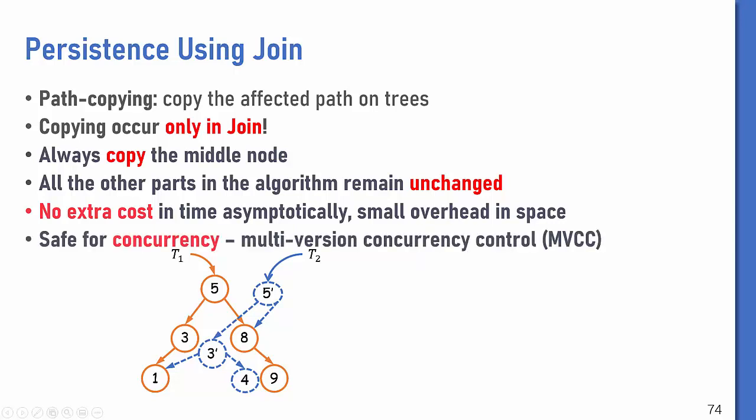Finally, this process is safe for concurrency. Any number of threads can work on the tree at the same time because none of the threads will actually modify any tree node. So we have persistent join-based algorithms using path copying, but how can we use them for multi-version concurrency control?